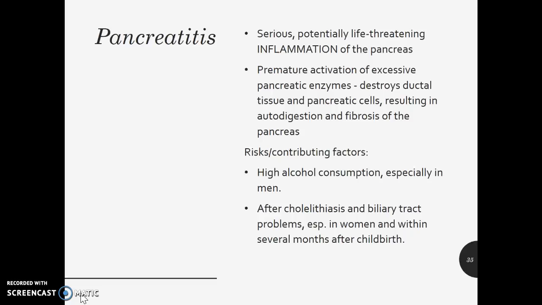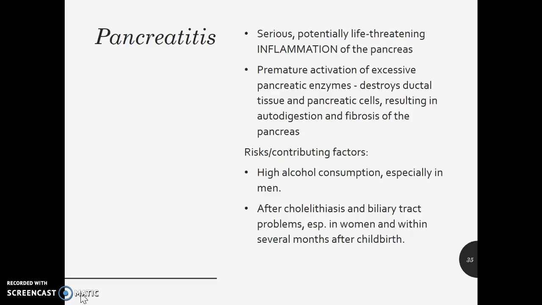But pancreatitis is caused because there are excessive pancreatic enzymes. Those actually start auto-enzyming and destroying ductal tissue and pancreatic cells. And they call that auto-digestion. And the actual cells of the pancreas become fibrosed and not very functional after that.